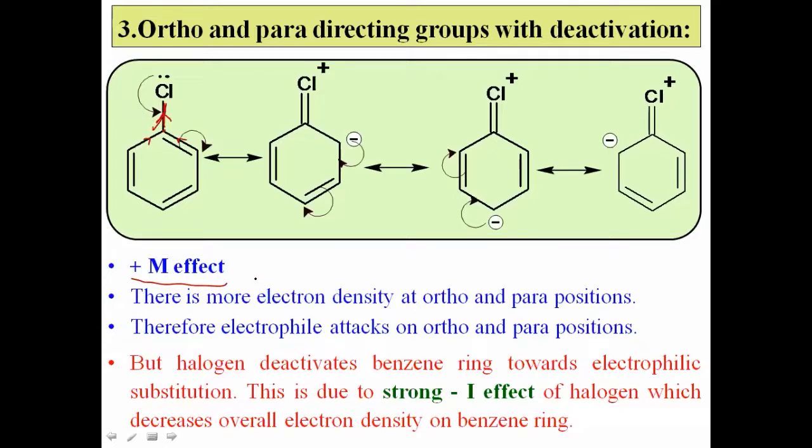And thus we have studied the three categories. One is ortho and para directing with activation. In the second category, we studied meta directing groups and how they cause deactivation. And the third category is ortho and para directing but with deactivation. An example is the halogens. Okay, this is just the explanation regarding orientation and reactivity on the basis of the nature of the reactant, the nature of the monosubstituted benzene.